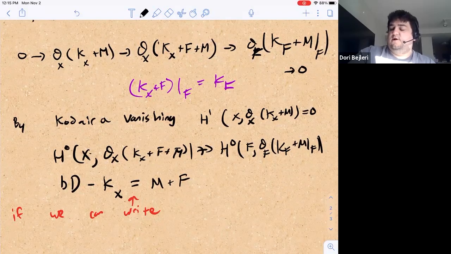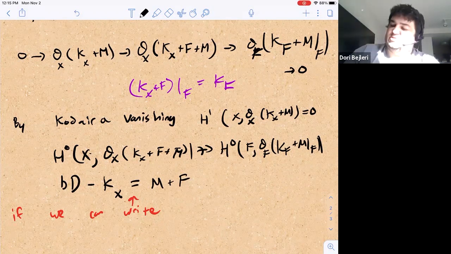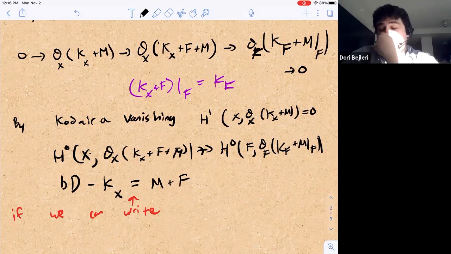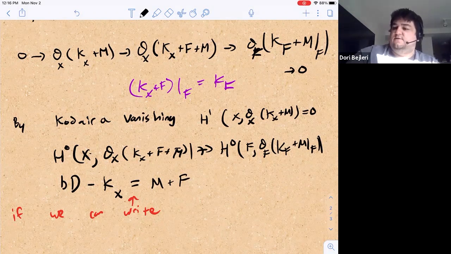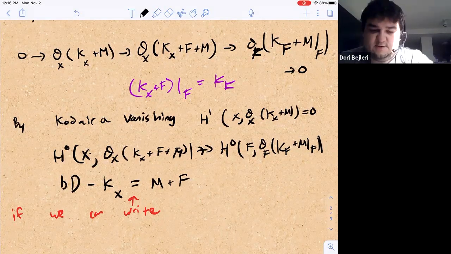Maybe you need rational coefficients here. Maybe the singularities are bad. Maybe F isn't irreducible. So we need to modify the situation so that we can actually write an equality like this. Also, this "big enough", like big being ample plus effective, is a numerical statement. So we need to mess around with the situation so that we can apply this strategy. So that's the basic idea.